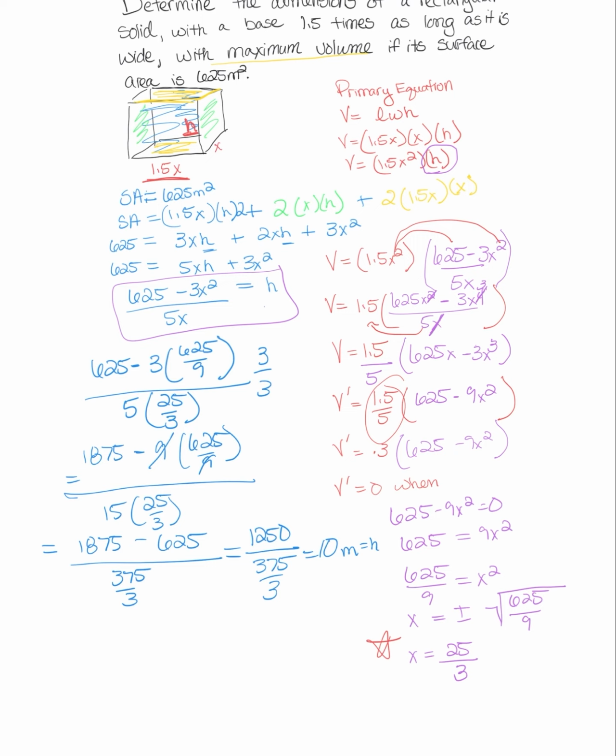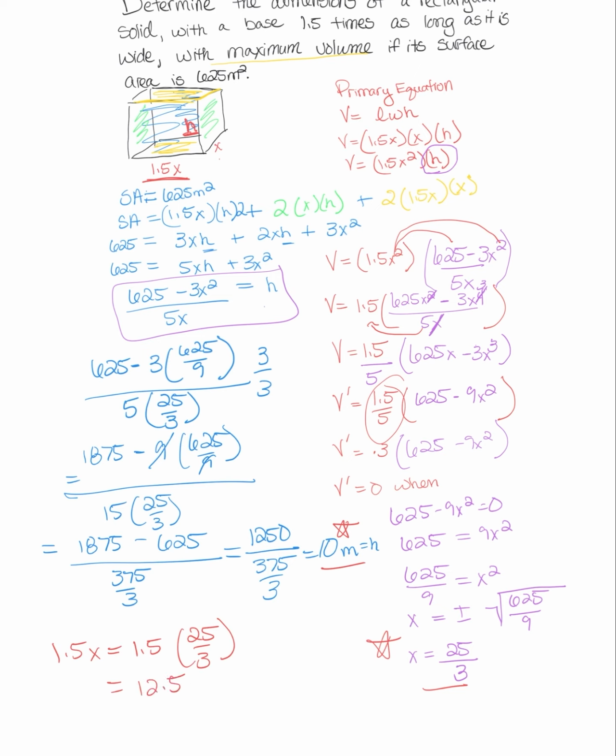So we have another star right here so we don't lose track of anything. Now we need to find the 1.5x. That's going to be 1.5 times 25 over 3. All right, so we have 1.5 times 25 divided by 3. And that gives us 12.5.